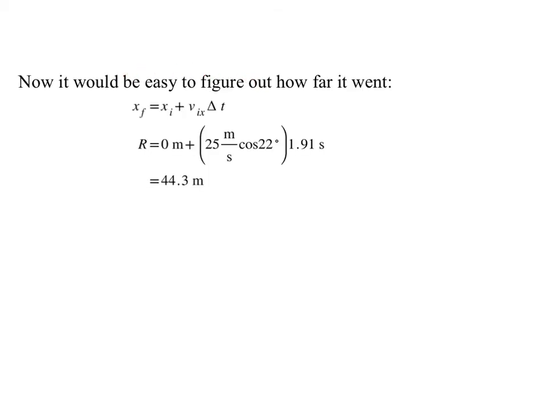Now it's easy to figure out how far the ball goes, because we can take the x equation and say, well, at time tf, which is 1.91 seconds, it's at distance r, started at 0, had this initial speed. And we end up with 44.3 meters.